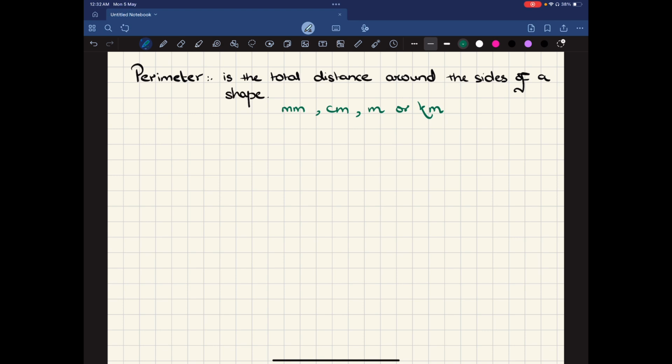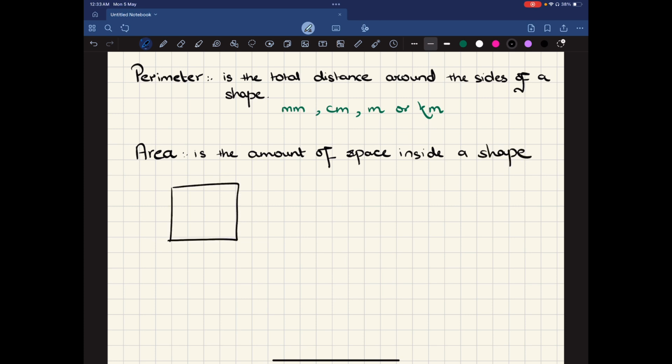Then the second thing that you can be asked to find is the area. What is the area? Area is basically the amount of space inside a shape.